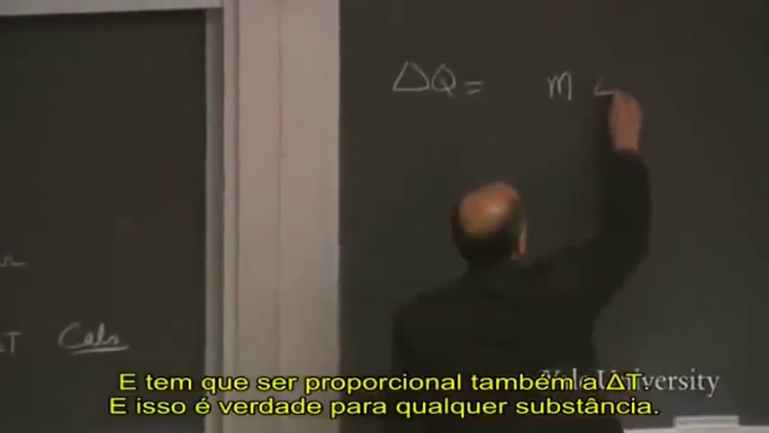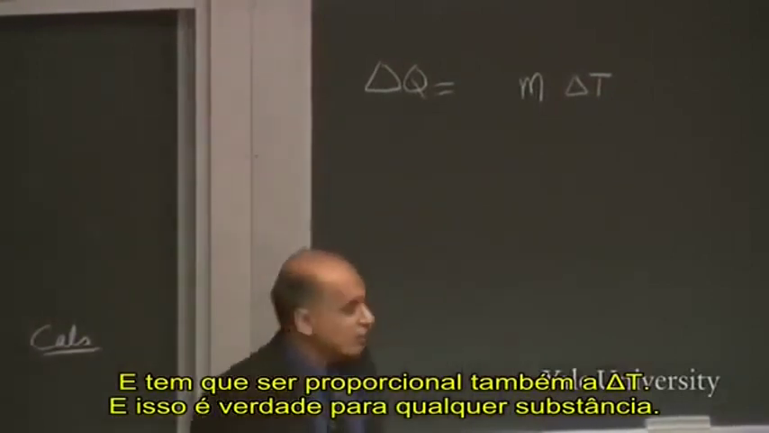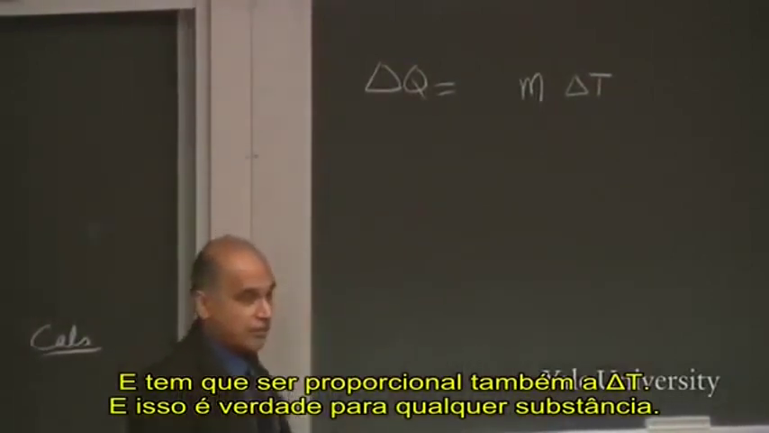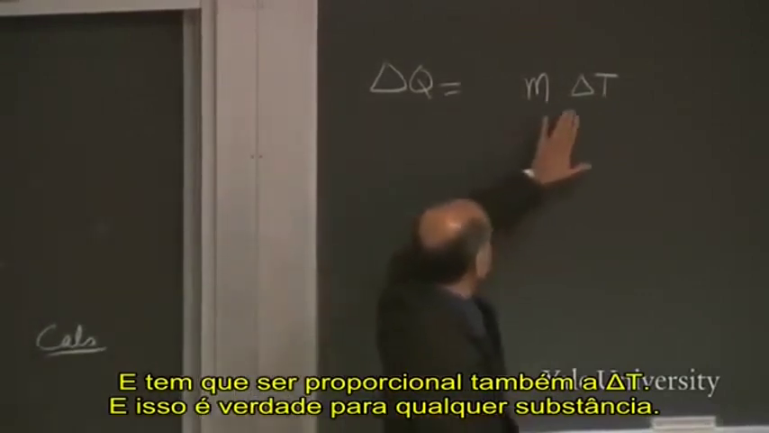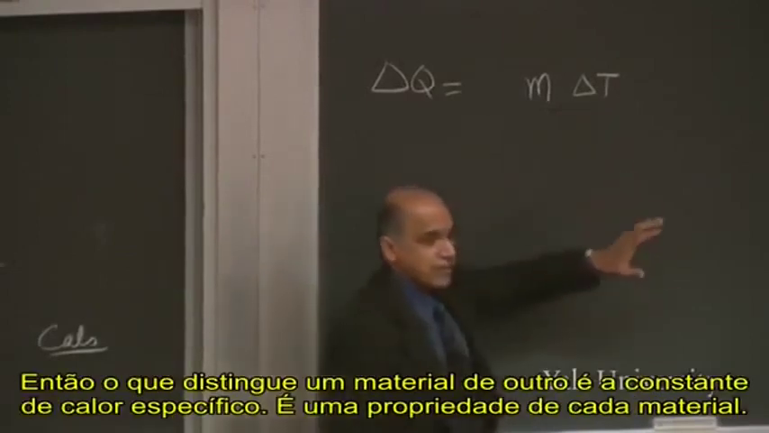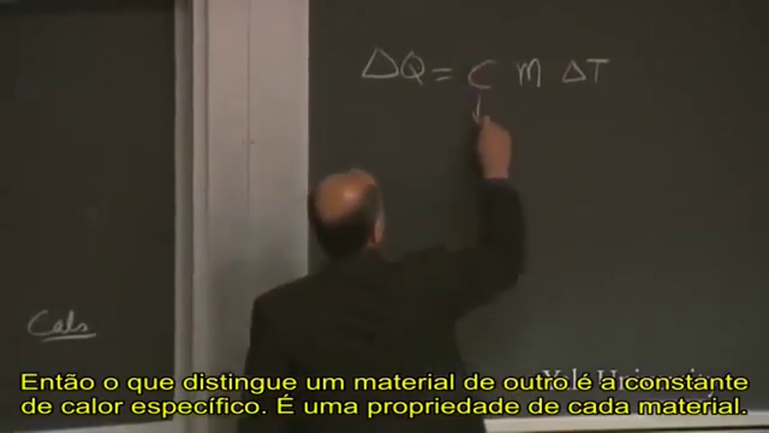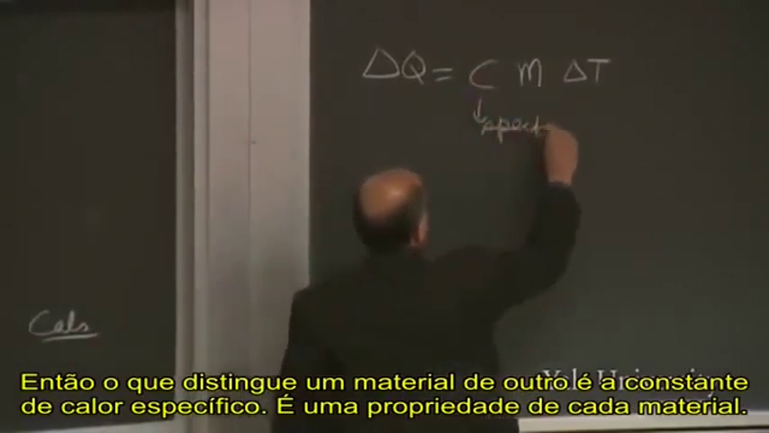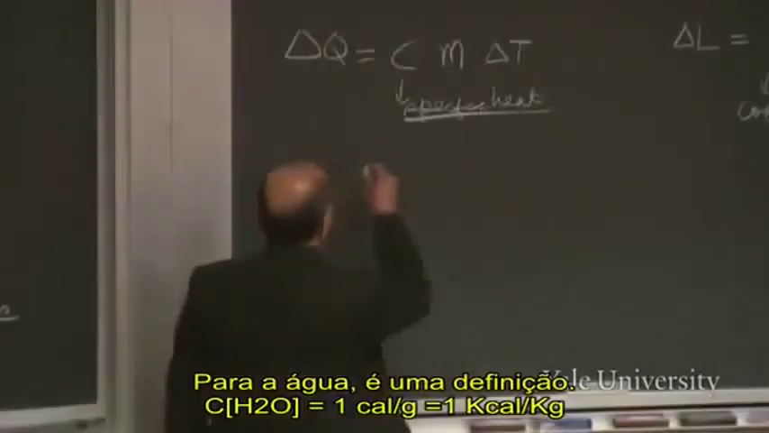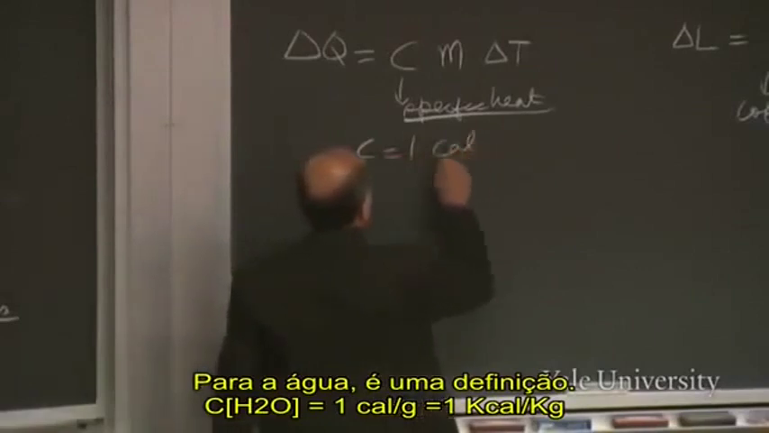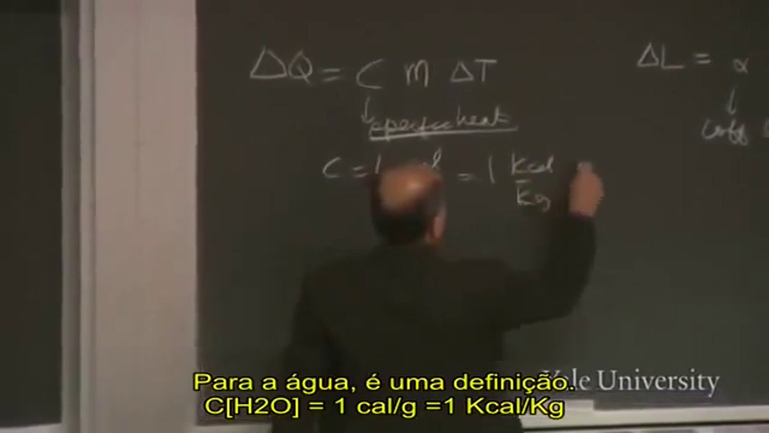And it's got to be proportional to what you're aiming for, namely an increase in temperature. But this is true for any substance, whether you're heating copper or wood or gold. No matter what you're heating, it is true the heat needed is proportional to the mass and to the temperature. So what is it that distinguishes one material from another? We put a number here, and that number is called the specific heat. The specific heat is a property of that material. And by definition, C is equal to 1 calorie per gram, or 1 kilocalorie per kilogram, for water.